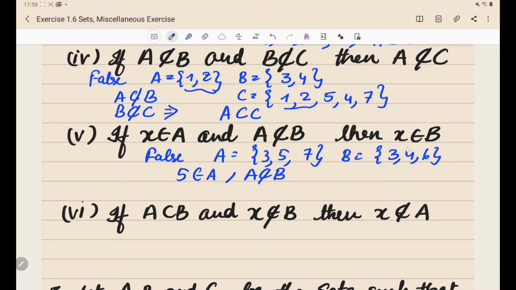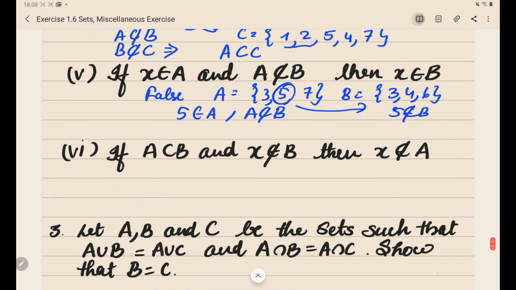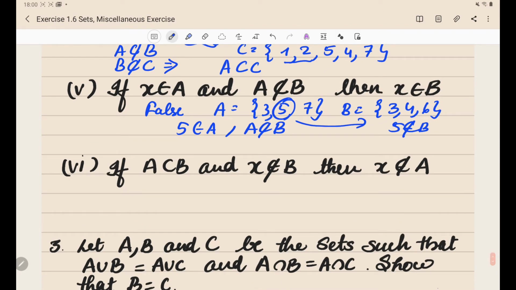Okay, and in this condition it is said that then x must also belong to B, but you can see that the element 5 here does not belong to B, and hence the statement that x belongs to B is false. That's what we have proved here. Now let's do the last section in this second problem, that is, if A is a subset of B and x does not belong to B, then x does not belong to A also.